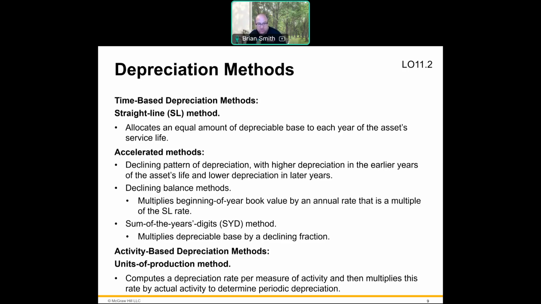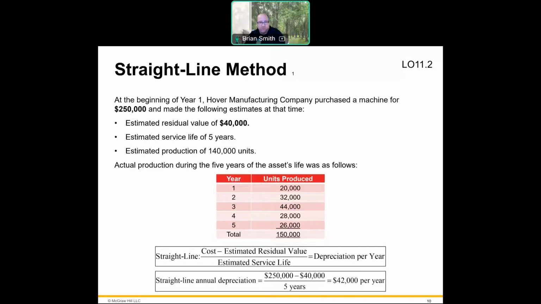Activity-based methods usually is the units of production, and there's really not many more of those, at least not that we're going to go over. Straight line means exactly what it means. No matter how much usage you use that asset, it's going to be the cost minus salvage value divided by the useful life, and then that is the amount of depreciation you will do every single year until the time you dispose of it, or excuse me, until it's fully depreciated.